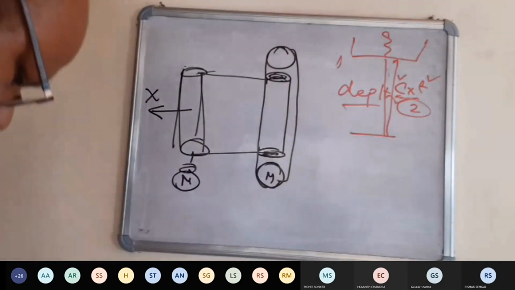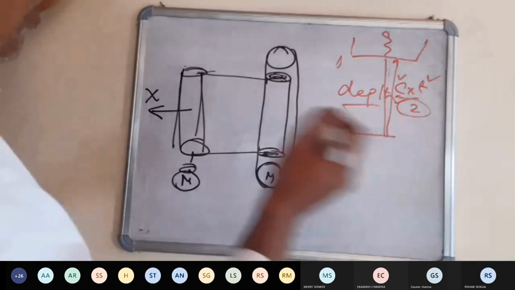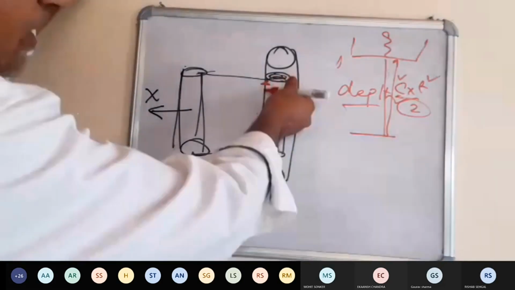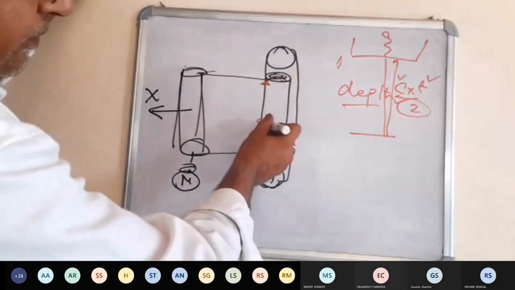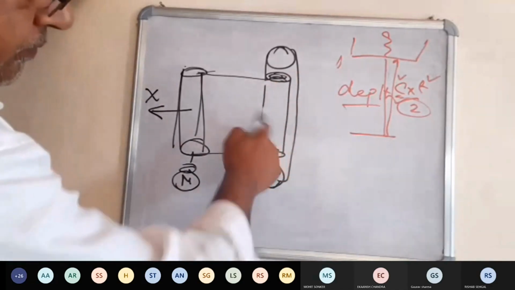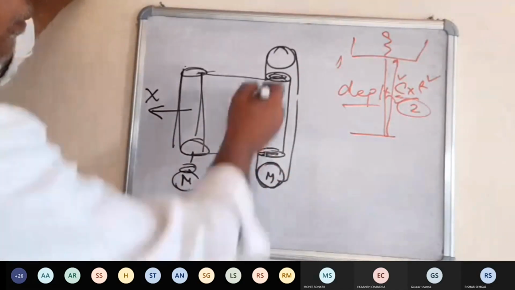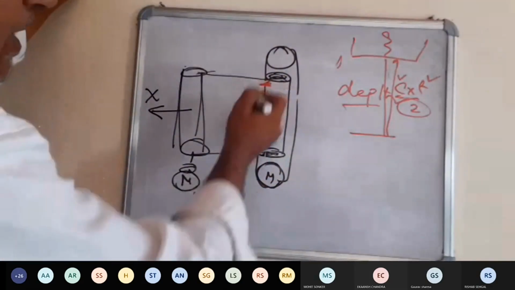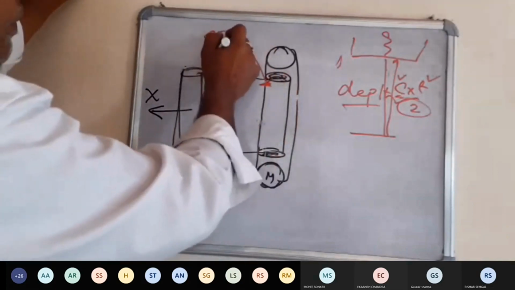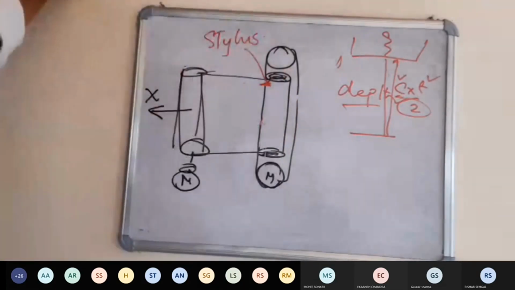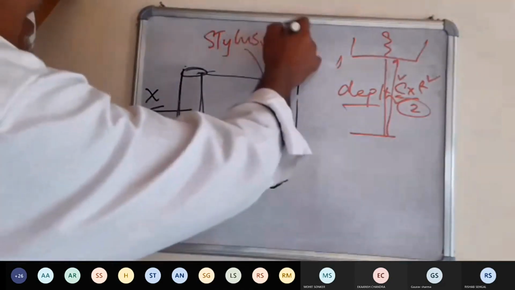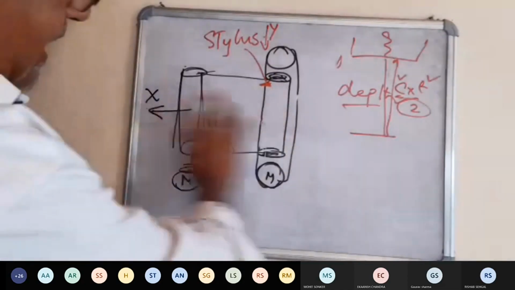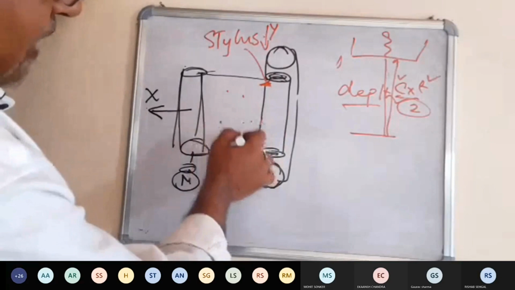On the belt, there is a small metal tip which is installed. When the belt is moving, the tip also keeps on moving like this. This metal tip is called the stylus, and it is moving in this direction. That means the y-axis. So moving in x and y, we can make a point anywhere on the screen.